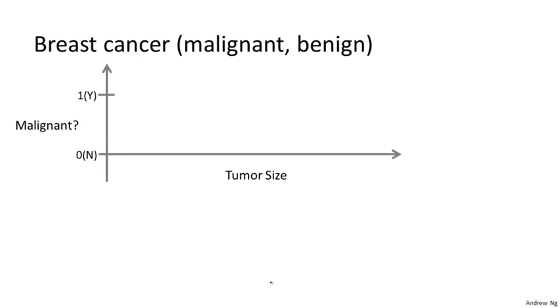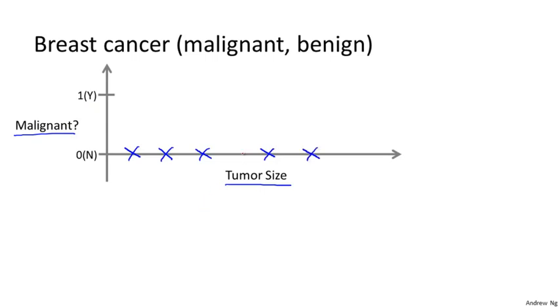Let's say you collect a data set, and suppose in your data set you have on your horizontal axis the size of the tumor, and on the vertical axis I'm going to plot 1 or 0, yes or no, whether or not the tumors we've seen before are malignant, which is 1, or not malignant, which is 0, or benign. So let's say your data set looks like this, where we saw a tumor of this size that turned out to be benign, one of this size, one of this size, and so on.